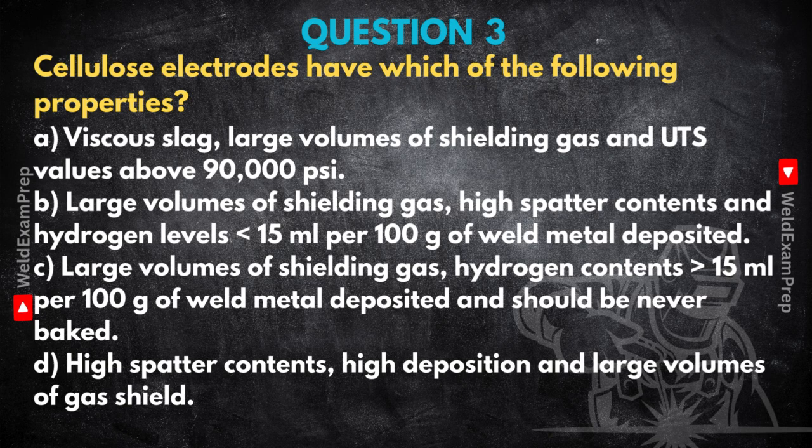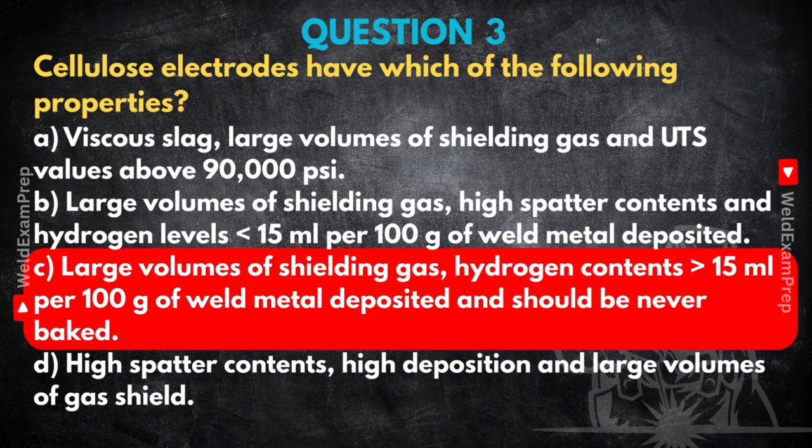Cellulose. Yes, they are unique. Think of them as, well, high performance, but needing special handling. Option C hits the nail on the head. Let's break that down. First, large volumes of shielding gas. This is a big one. The cellulose coating burns off really vigorously. This creates a very forceful arc, a strong gas shield, and gives them that deep penetration they're famous for. That's why they're often used for pipeline root passes, things like that.